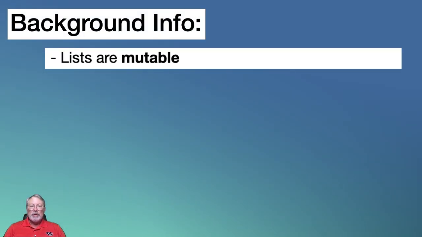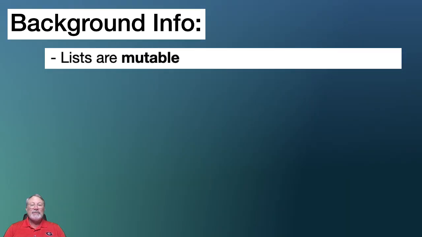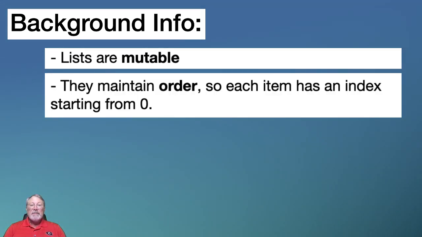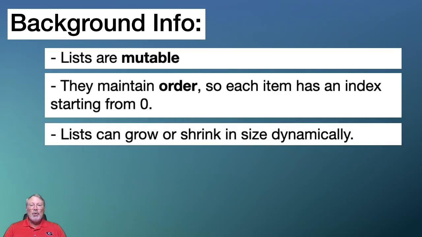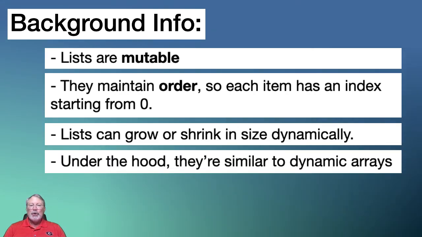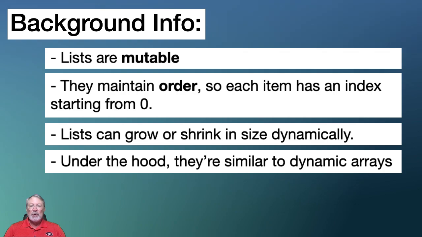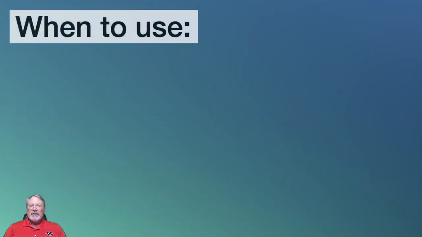Lists are mutable, which means you can change them after you create them. They maintain order, so each item has an index starting from 0. Lists can grow or shrink in size dynamically. Under the hood, they're similar to dynamic arrays, fast to access by index, but slower for inserting or deleting from the middle. Lists are used whenever you need to work with multiple items in a single variable.